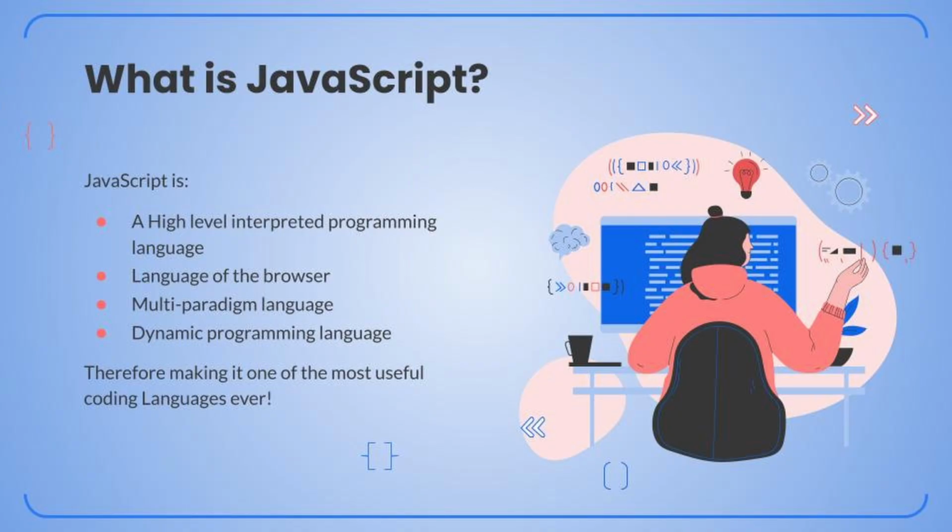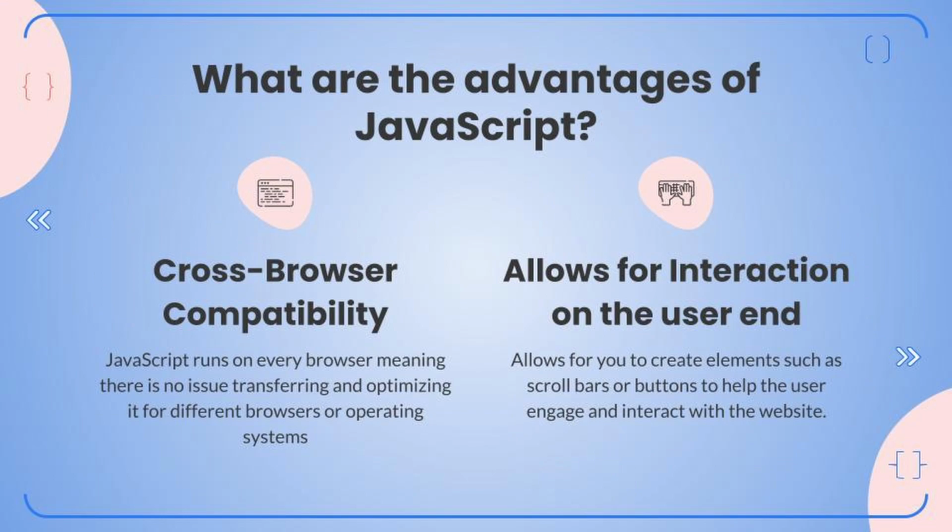Alright, so what is JavaScript? JavaScript is a high-level interpreted programming language, meaning it has a very simple and easy to understand set of code whilst also allowing you to create code freely. JavaScript is also the main language of the most modern browsers like Chrome or Edge, meaning processes are quick and snappy. It's a multi-paradigm language, meaning you can use multiple paradigms in one script. And finally, it is a dynamic programming language, meaning it has multiple uses such as web development or app development, and also server-side development.